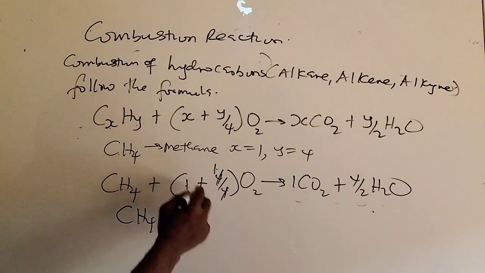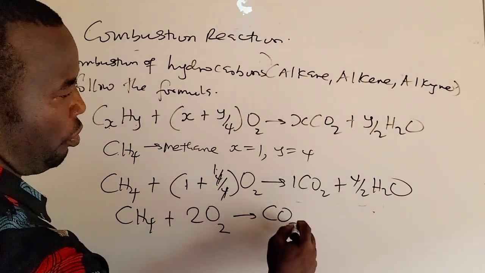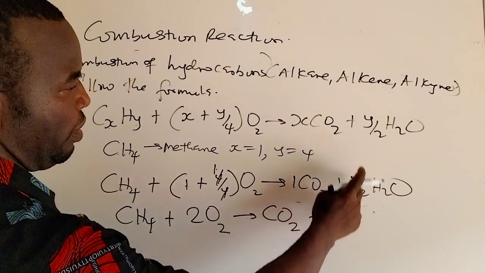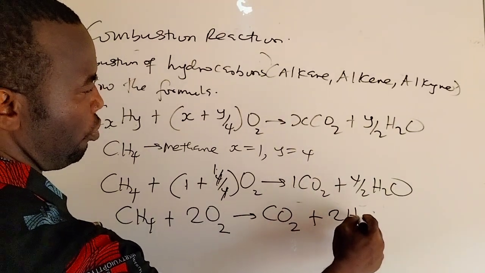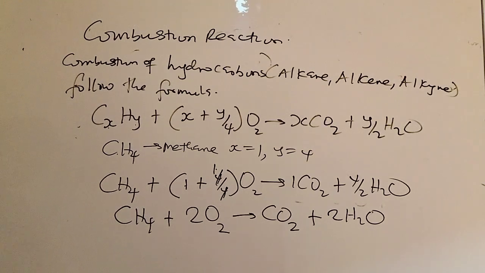So I now have CH4 plus, 4 into 4 is 1, 1 plus 1 is 2. That is 2 oxygen now, giving us CO2 plus 2 H2O. It says it's a balanced equation.